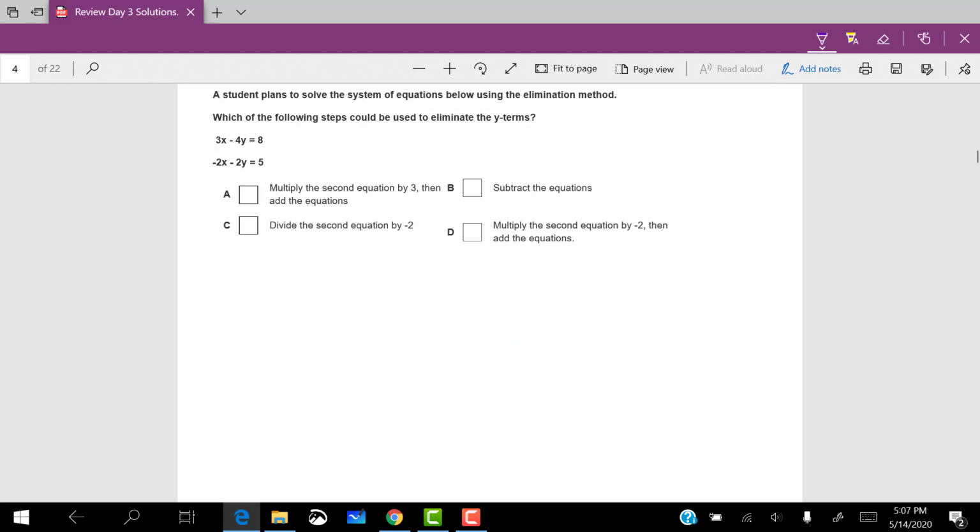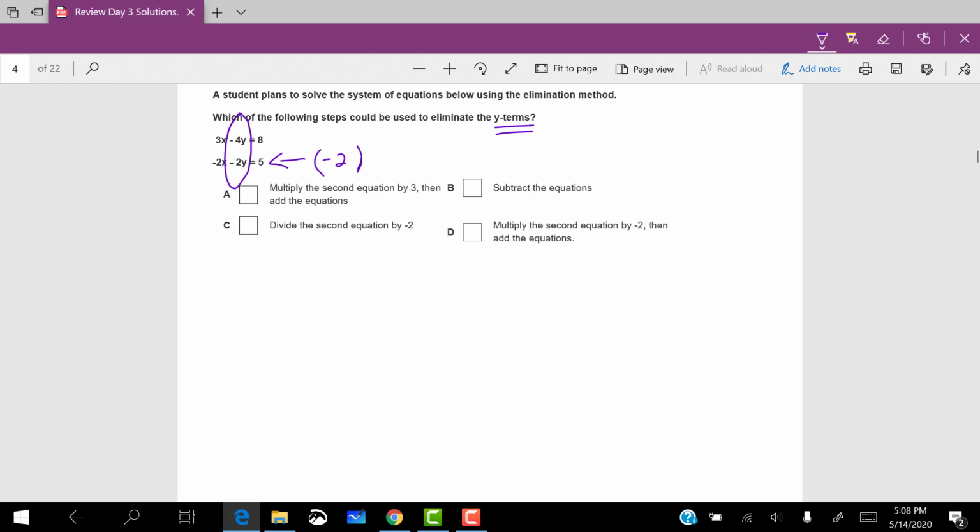Okay, so if we're going to solve by elimination, remember that's where we multiply one or both equations by something and then try to add or subtract and eliminate. So this says we want to eliminate the y terms. So looking at these y terms, I can see that I could get them to cancel out if I multiplied the second equation by negative 2.